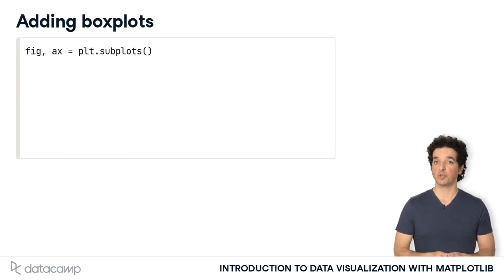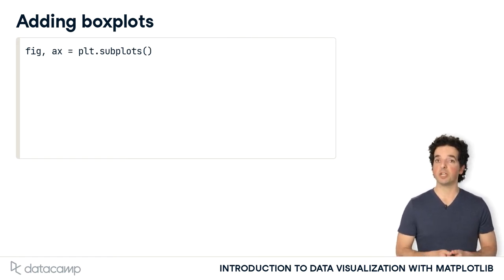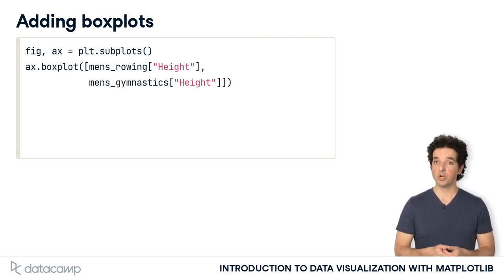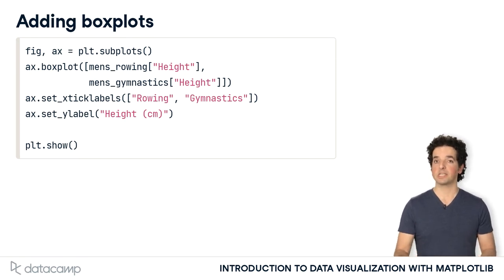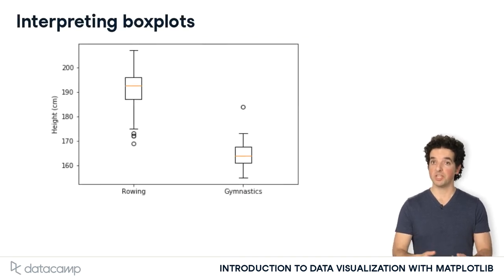The second statistical visualization technique we will look at is the box plot, a visualization technique invented by John Tukey, arguably the first data scientist. It is implemented as a method of the axes object. We can call it with a sequence of sequences. In this case, we create a list with the men's rowing height column and the men's gymnastics height column and pass that list to the method. Because the box plot doesn't know the labels on each of the variables, we add that separately, labeling the y-axis as well. Finally, we show the figure, which looks like this.